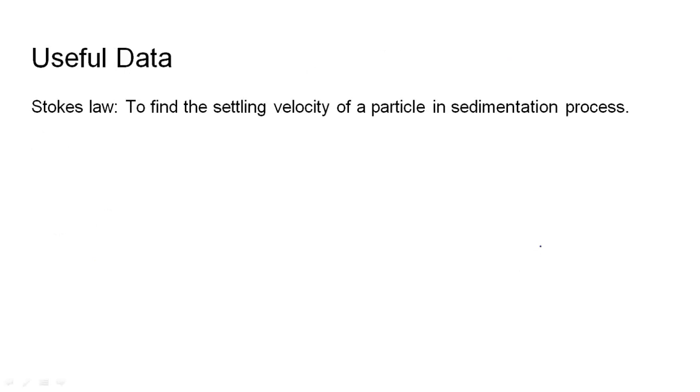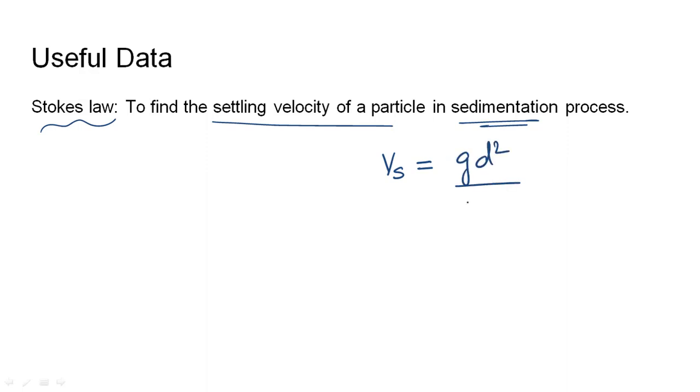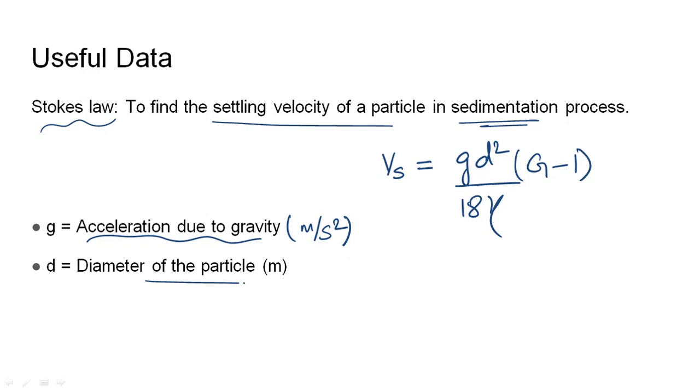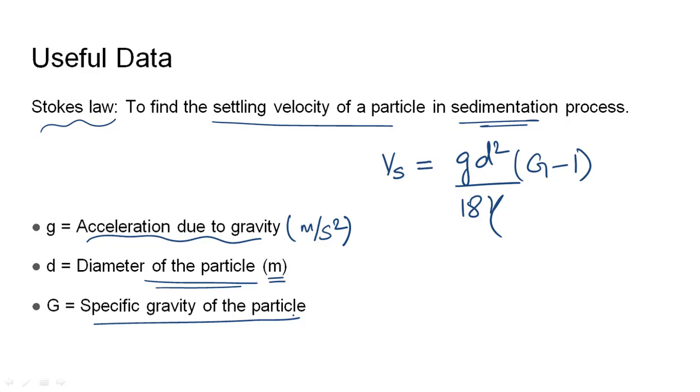So, to find the settling velocity of a particle during the sedimentation process, we use Stokes law. As per Stokes law, the settling velocity is given by g d square divided by 18 times gamma into (G minus 1). Here, g is the acceleration due to gravity in meter per second square, d is the diameter of the settling particle in units of meter, capital G is the specific gravity of the particle, and gamma is the kinematic viscosity in units of meter square per second.